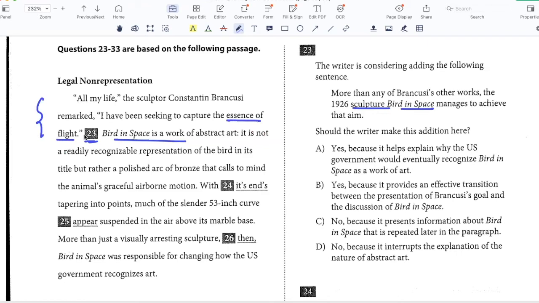Yes, I want to make this addition because it helps explain why the US government would eventually recognize Bird in Space as a work of art. No, the US government is not even in play here, so that's not the point. Yes, because it provides an effective transition between the presentation of Brancusi's goal and the discussion of Bird in Space. This is the best answer because, as I said, that jump between the first and second sentence was abrupt, and to smoothen that transition, we need to say this.